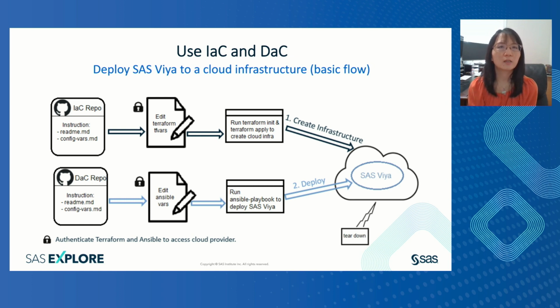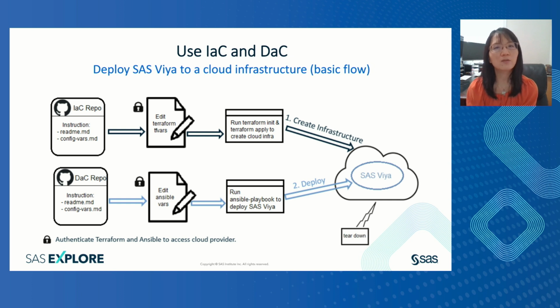To do that, you would just grab the IaC repo from GitHub, set up an authentication to access your cloud provider, and modify the Terraform tfvars file, with just some basic information: how you want to name it, your subscription. Then you save the file, run terraform init to initialize the working directory for you, and run terraform apply. And that's all you need to do to get your infrastructure up and running in the cloud.